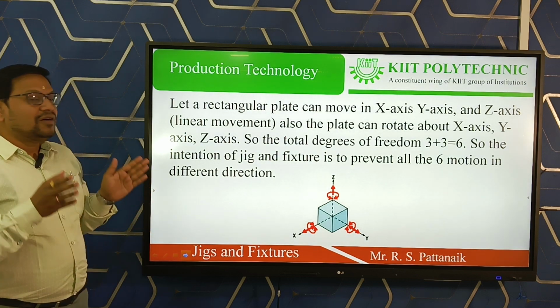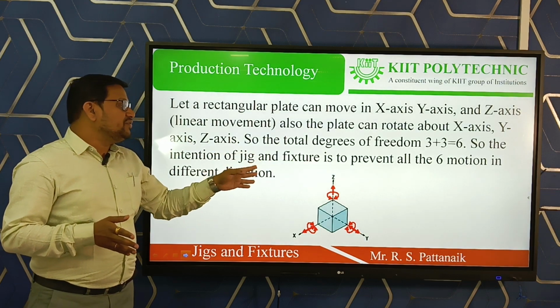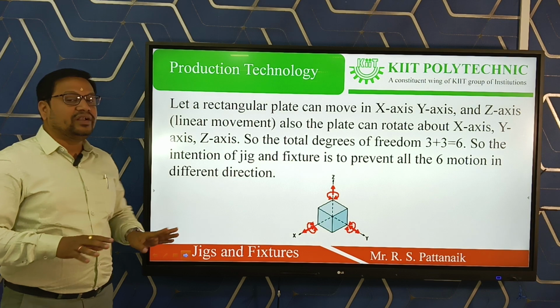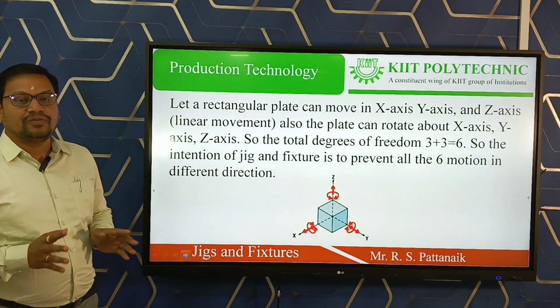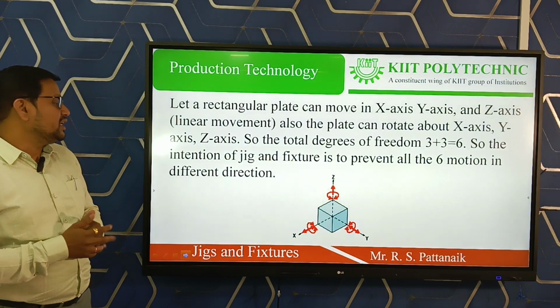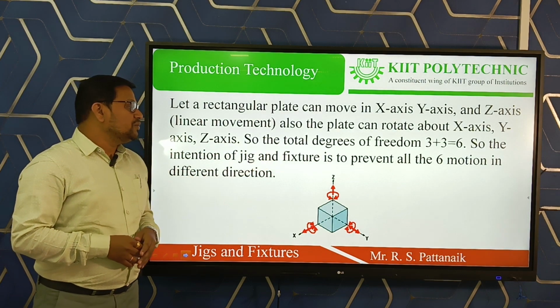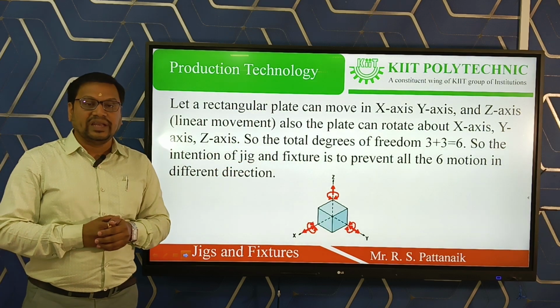Our intention is that by using jig and fixture we prevent all the 6 possible movements in different directions. So the main aim of the principle of location is to prevent all 6 possible movements in different directions by using jig and fixture.